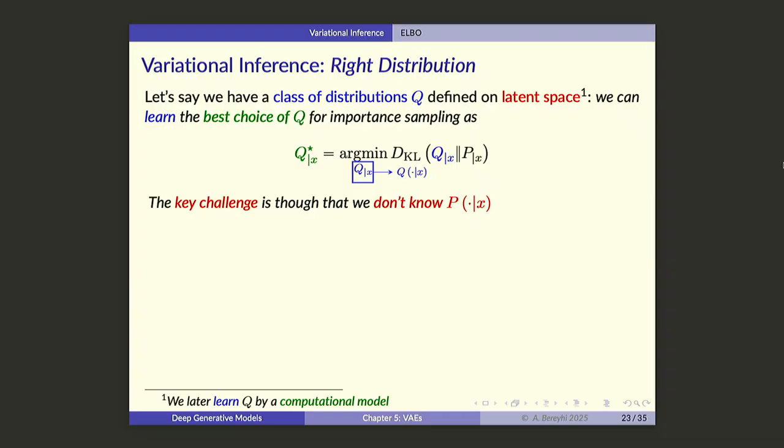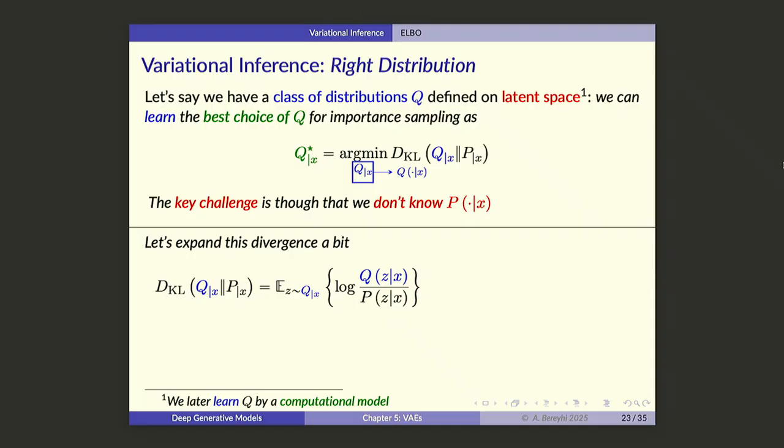The objective depends on the posterior distribution. I don't have the posterior distribution, right? Okay, no worries. Let's open it up, right? So let me write down the KL divergence between Q and the posterior, okay?